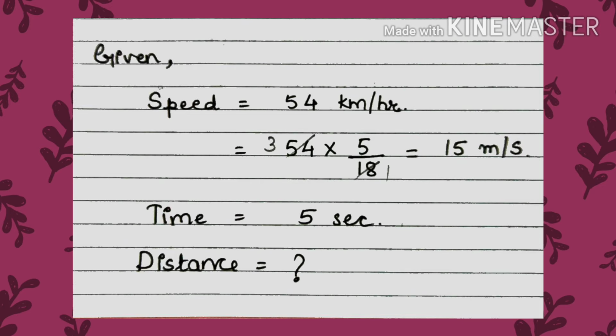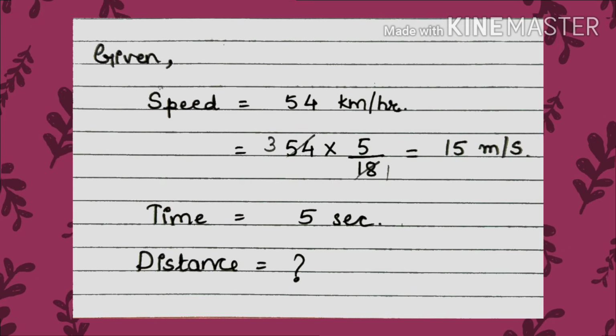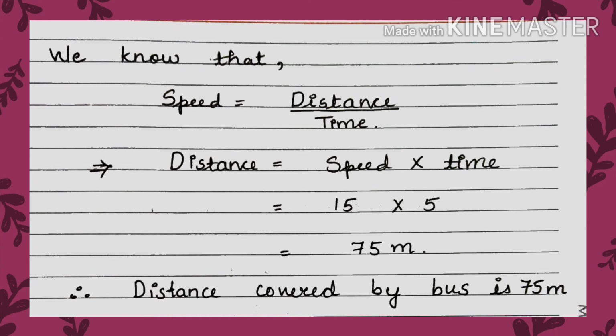You must always note that whenever you solve a problem, all the units must be in the SI system. Okay. Now what time is given? 5 seconds. Now do you know any formula which is related to speed, distance and time? Yes, we have one formula. What is that? Speed is equal to distance upon time.